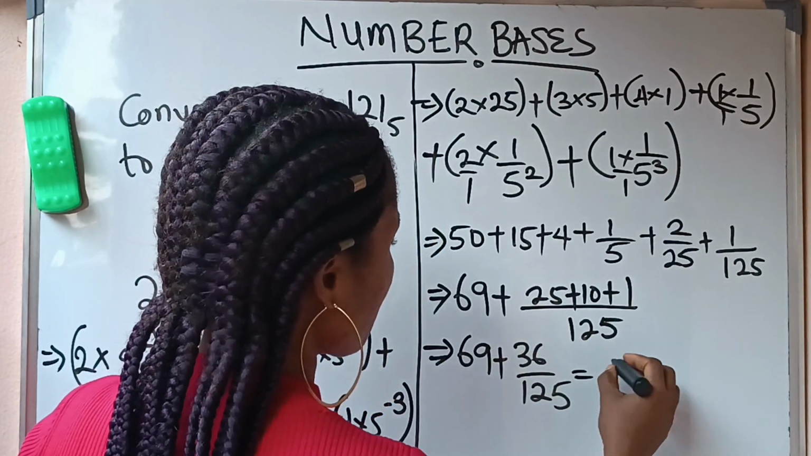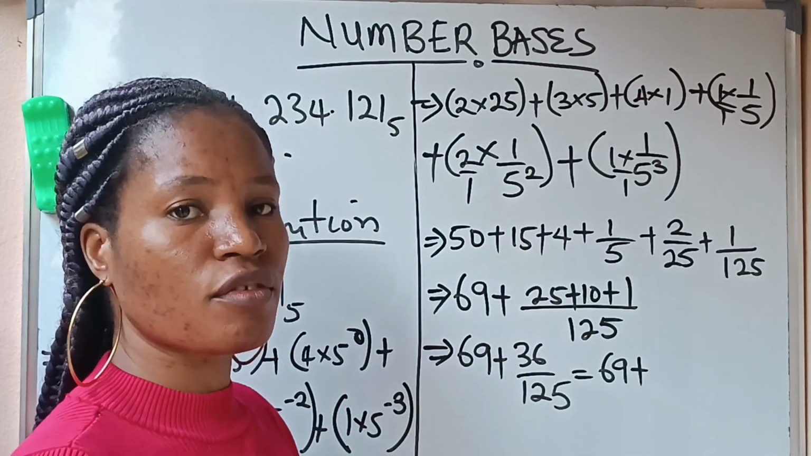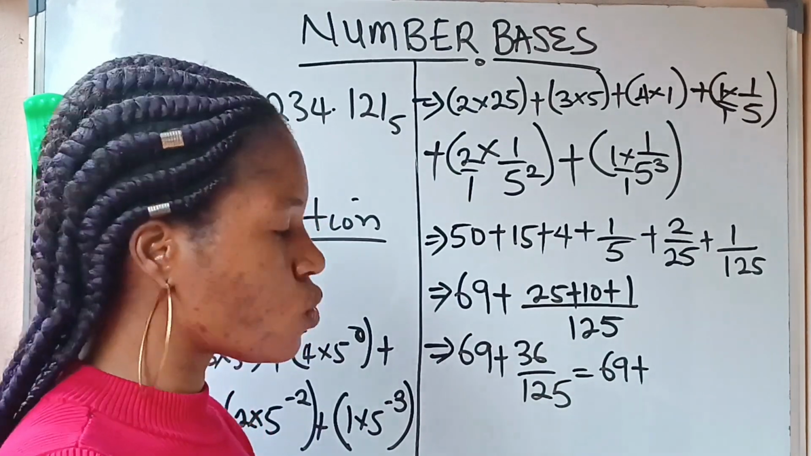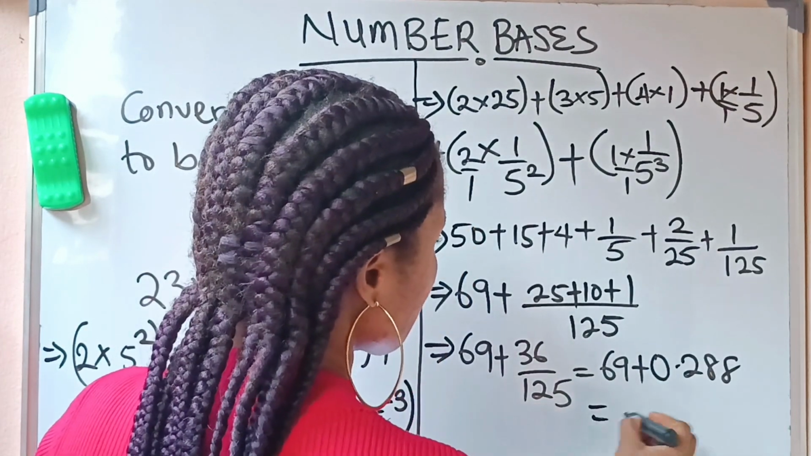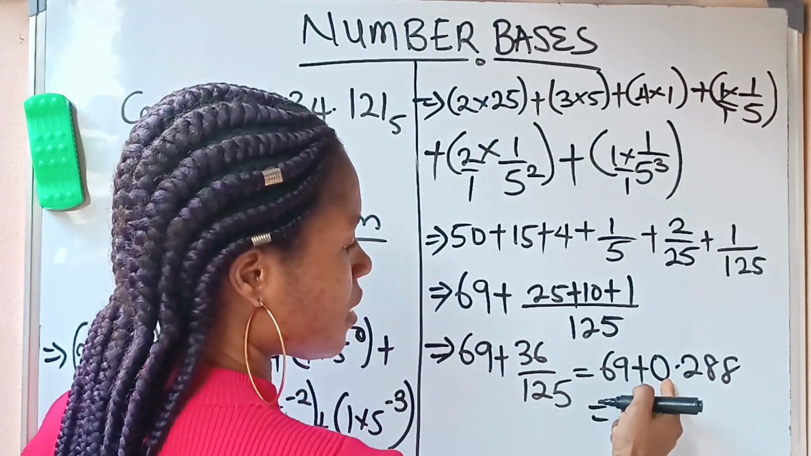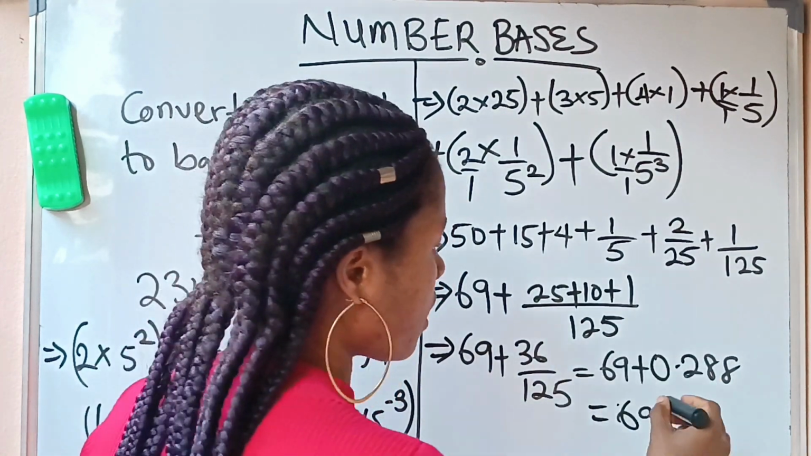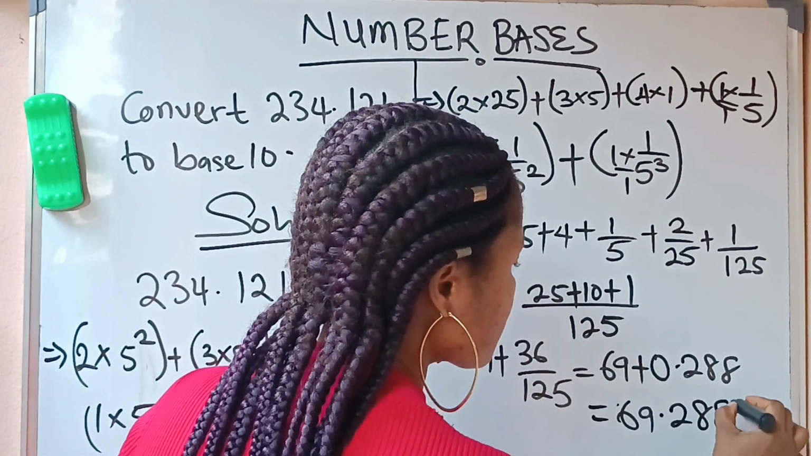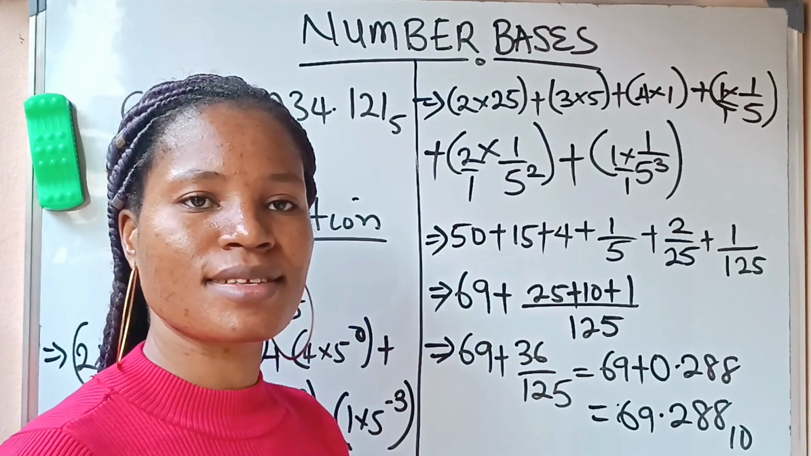Now this is the same thing as 69 plus 36 divided by 125, which will give you 0.288. All right, if I'm going to add these two together, you're going to have, this is a whole number, it's going to add to this. So you're going to have 69 plus 0.288, which is 69.288 in base 10. And that is your answer. Have a lovely day and bye.